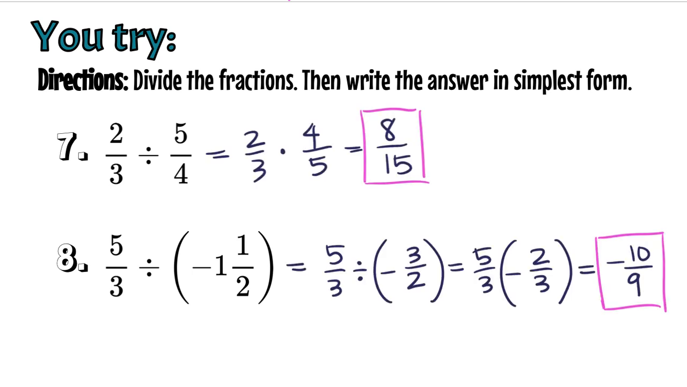Hopefully you paused the video and found that 2/3 divided by 5/4 is the same as 2/3 multiplied by 4/5, which equals 8/15. And 5/3 divided by -1 and 1/2, that's a tricky one. Remember, we have to convert the mixed number to a fraction first. That gives us 5/3 divided by -3/2, which means we have 5/3 multiplied by -2/3, which equals -10/9.